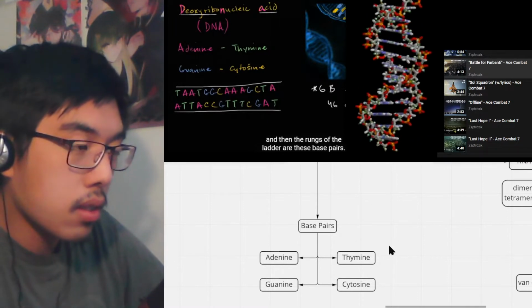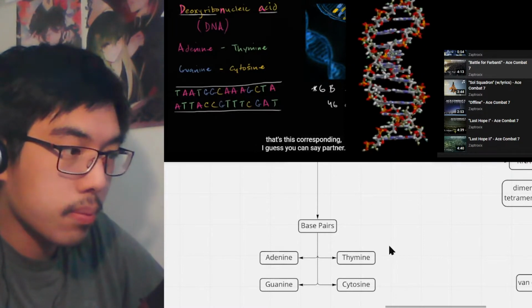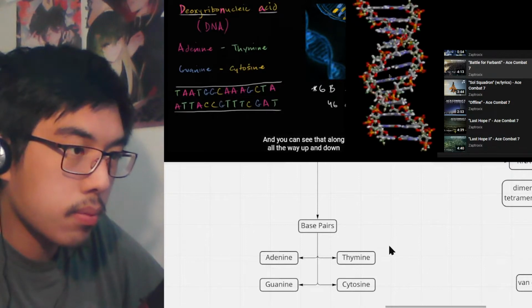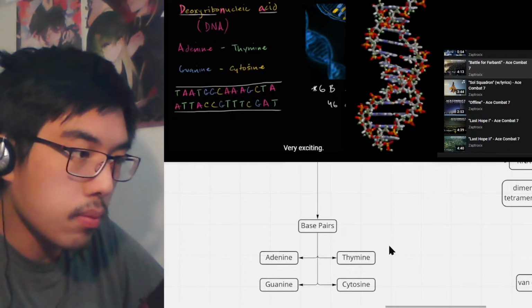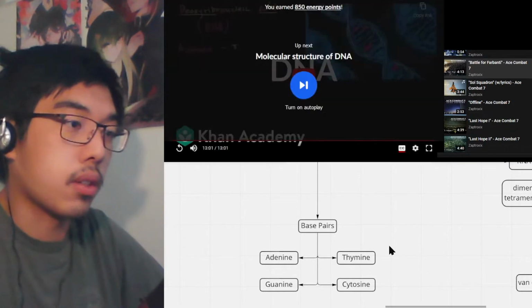And then the rungs of the ladder are the... It's GIF. So this is one of the bases. That's its corresponding, I guess, partner. And you can see that along all the way up and down this molecule. Very exciting.